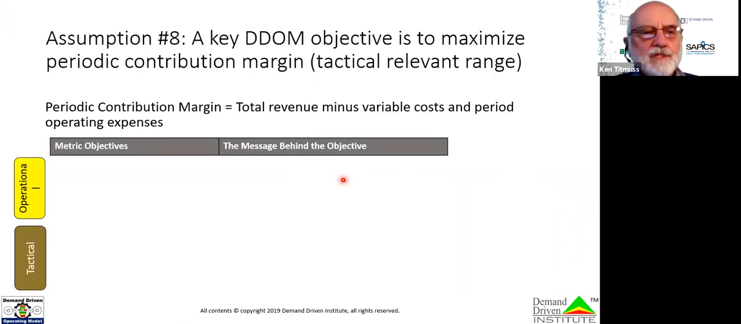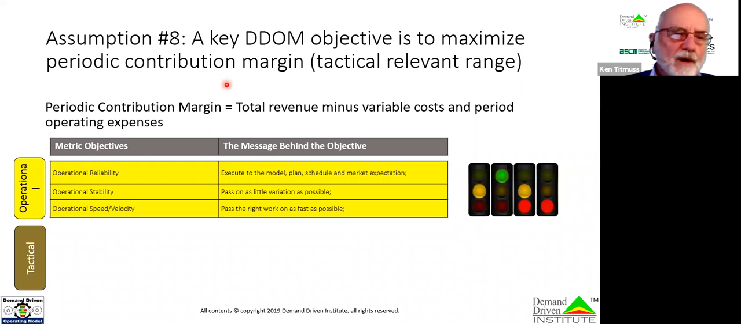which brings us to assumption number 8. A key DDOM objective is to maximize periodic contribution margin in the tactical relevant range. What is periodic contribution margin? It's the total revenue minus variable costs and period operating expenses. And we look at the true variable costs here.